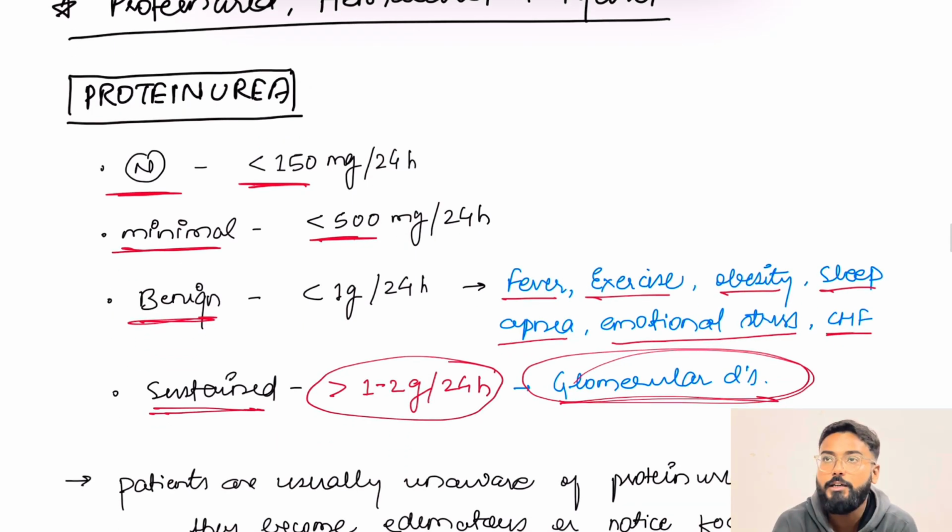So you must have heard from your friends or family members that whenever they pee, they see that their urine is foaming. There is formation of foam whenever they are urinating. So proteinuria is responsible for foaming of the urine. In certain conditions, like fever, exercise, obesity, or sleep apnea, if the person is going through any of these situations, they can see foaming of urine, and that will be because of proteins present inside the urine.